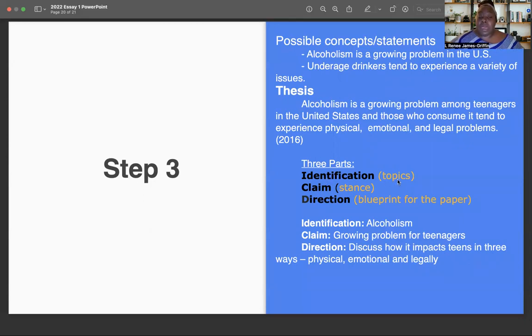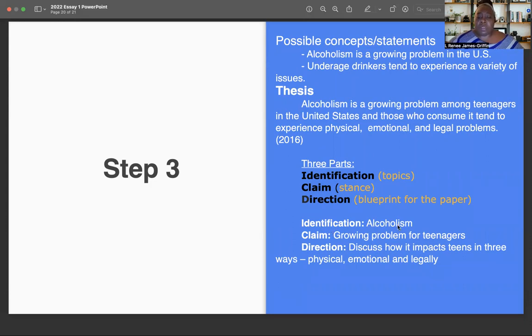Identification is the topic. Did I list the topic in the thesis statement? The second part is the claim. Did I state my opinion about that topic? And then third, the direction. What direction will I go in? What is going to be the blueprint for this essay? Okay, let's put it to the test.